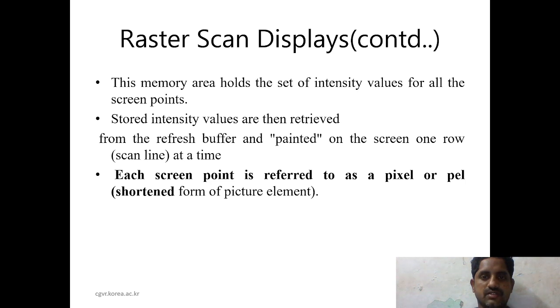This memory area holds a set of intensity values for all the screen points. The stored intensity values are retrieved from the refresh buffer and painted on the screen one row at a time. Each screen point is referred to as a pixel or pel. So on each screen you can define a different number of pixel values. Each spot is called a pixel. Pixel or pel is a shortened form of picture element.